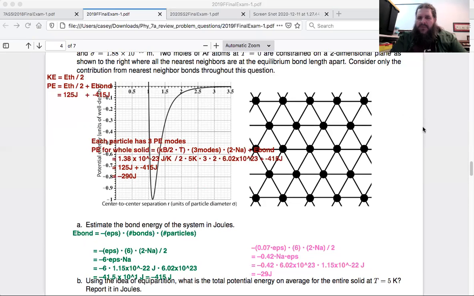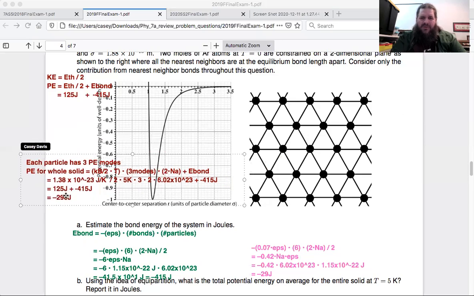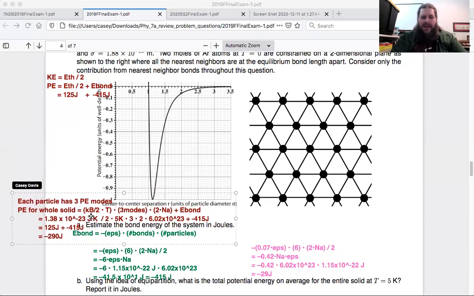And why are we using 3 modes instead of 6? What we just calculated here, the 125 joules, is not actually the whole thermal energy. It's just the contribution to the thermal energy from only the potential energy modes. Each atom does have 6 modes, but that's three kinetic modes, the translational motion, and 3 potential energy modes. If we're looking for just potential energy, we can look at just the 3 potential energy modes and ignore the translational modes. So that's what I was doing here.